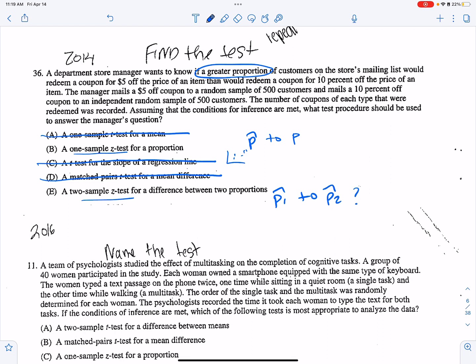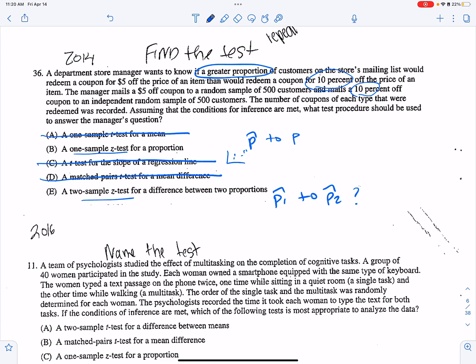Well, when I look here and I see that I am looking for a coupon and an item and the redeem for 10% off the price. Manager has 500 and 10% would here, independent. And so what I'm looking for is indeed, I have 10% off the price. I have 500 customers that mails 10% off the coupon to be independent of the random sample of 500 customers. The number of coupons each type were recorded. Assuming the conditions are met, what test procedure should you use?